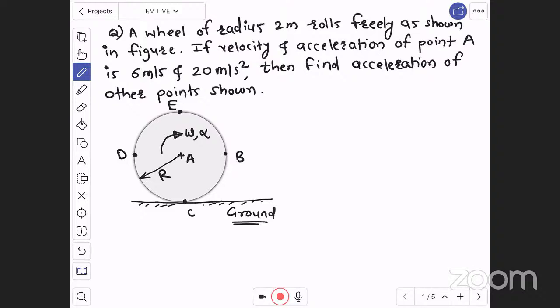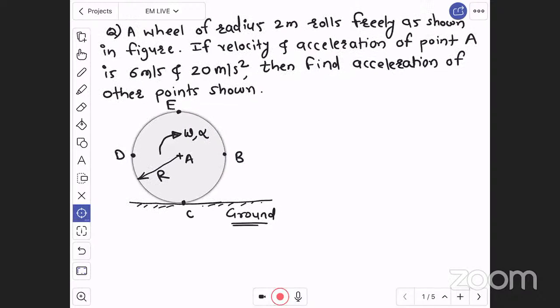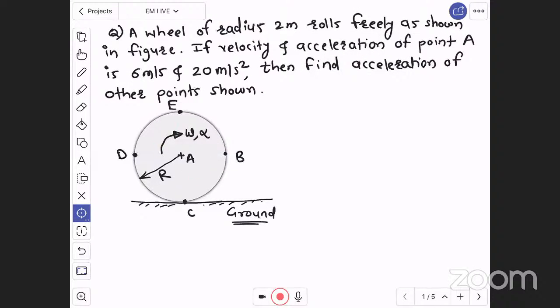Rolling means while rotating, this wheel is rotating with angular velocity omega and angular acceleration alpha, and while rotating, the wheel will go forward like a vehicle wheel, your four-wheeler wheel, right? The wheel is also moving in the forward direction. This will be the motion along with rotation, right? There is a linear motion with rotation also.